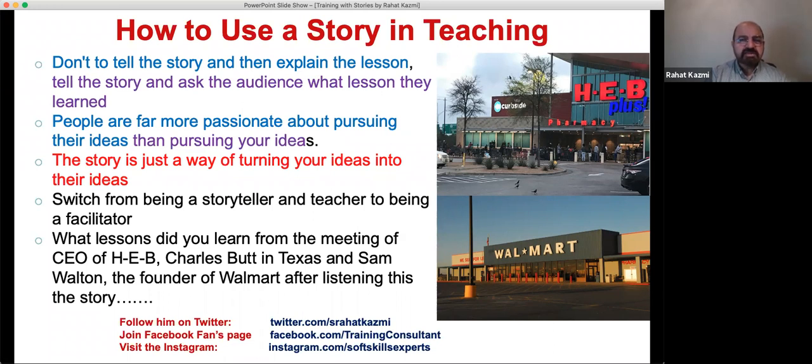The CEO of HEB in Texas, his name was Charles Burt. He tried to meet with Sam Walton, who was the CEO of Walmart. He requested to see him and said, I'd like to come to meet you with my team, our executives. He said, yes, sure, no problem, most welcome. So when the HEB CEO, Charles Burt, arrived at the Walmart store in Texas.